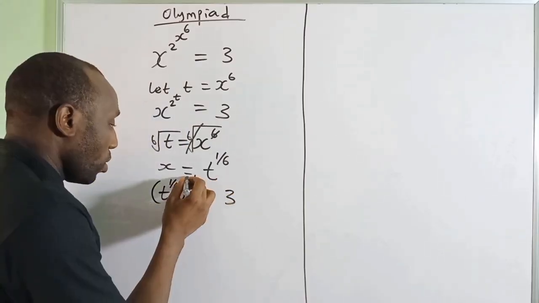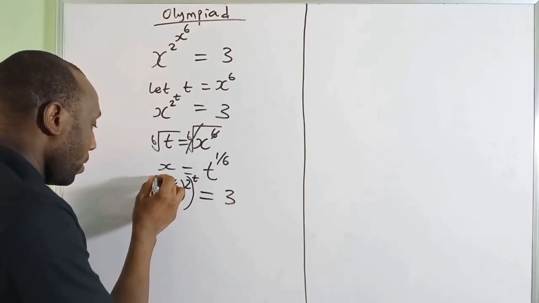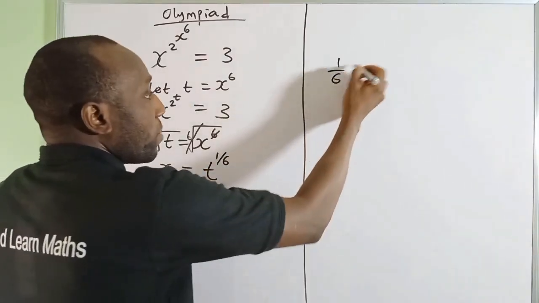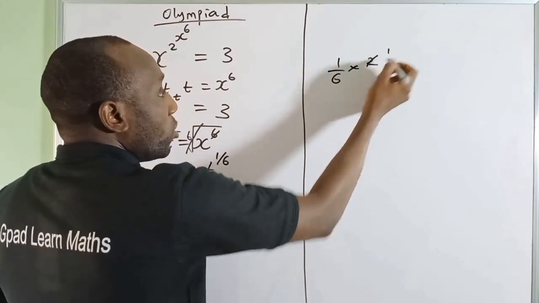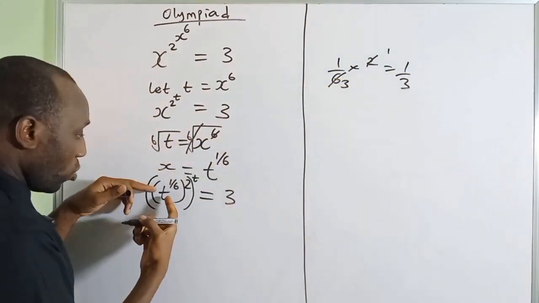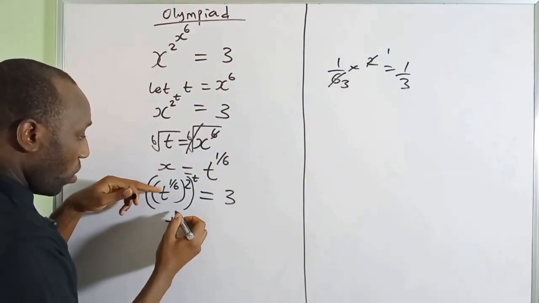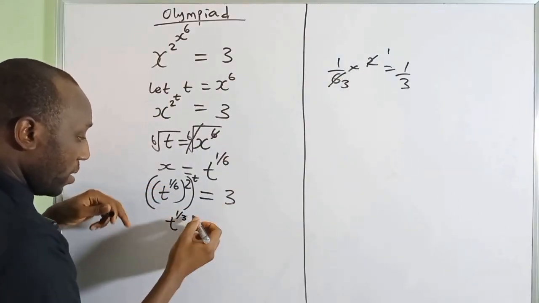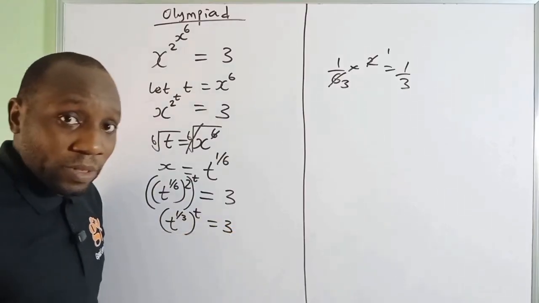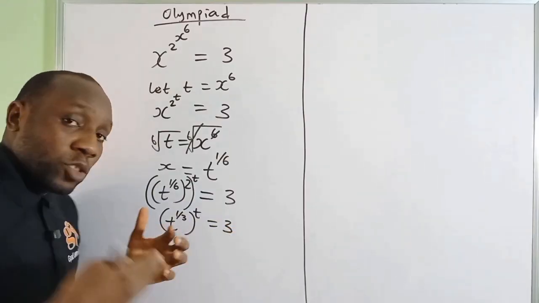Now let's wrap this up. Put the bracket here and the bracket here. So this is 1 over 6 times 2. 1 over 6 times 2. 2 into 6 is 3, so it is 1 over 3. All right. So that means this will be t raised to the power of 1 over 3, then t. Okay. And this is equal to what? 3.